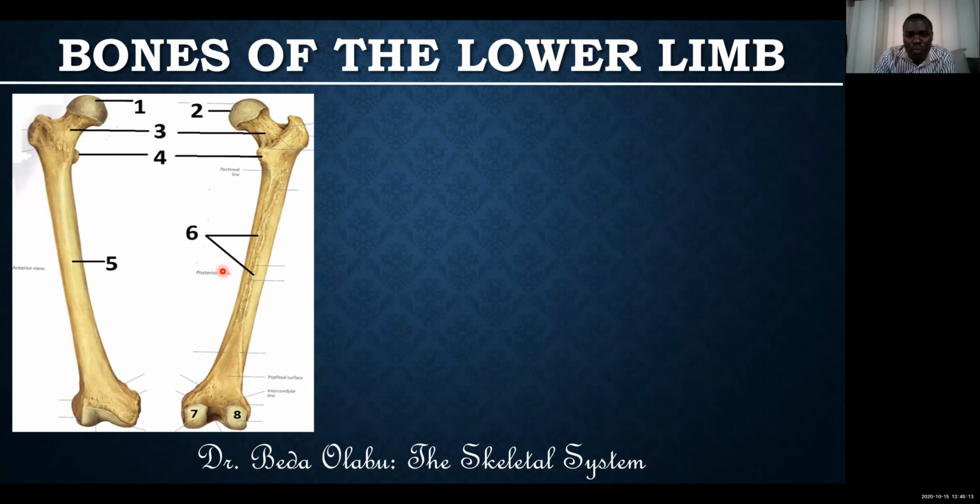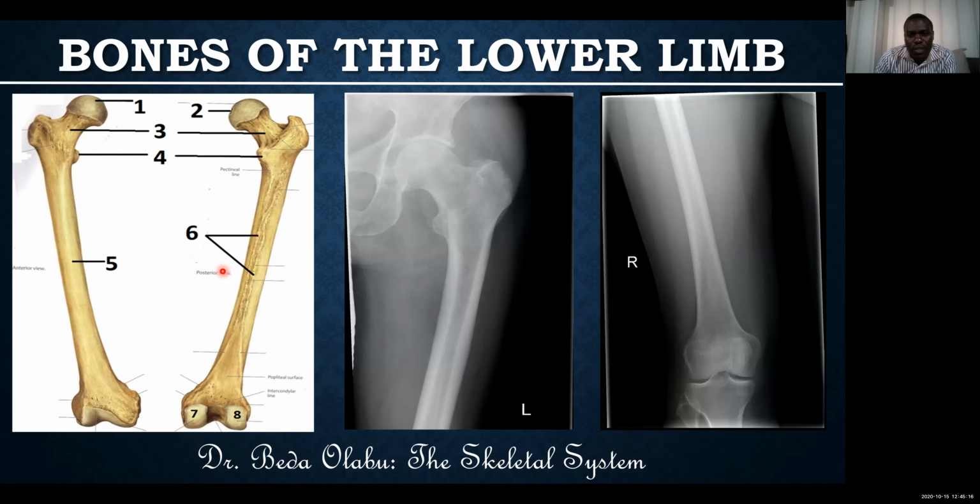Beyond that, we go to the bone of the thigh, which is the femur. The femur has a head labeled 1, neck labeled 3 here, the lesser trochanter labeled 4. These are the greater trochanter. The whole of this is the shaft of the femur. These two labeled 7 and 8 are the condyles of femur. So here, this is the head of femur, this is the neck, greater trochanter, lesser trochanter, and this is the shaft of femur with lateral and medial condyle of femur, the bone of the thigh.